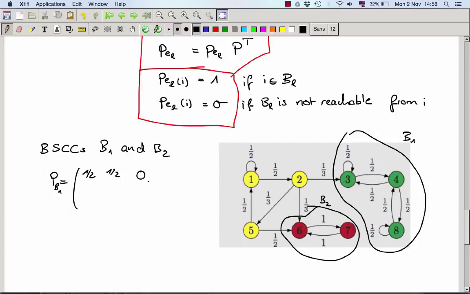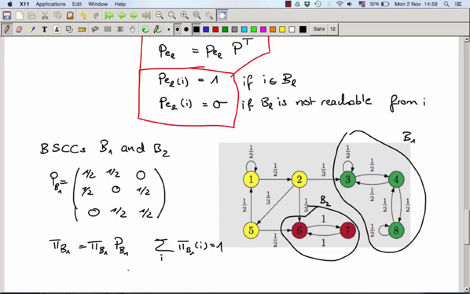You cannot go from 3 to 8. Now state 4 has the probability a half to go to the first state, and a half to go to the last state and no self-loop, and the last state has a self-loop, and it goes back to state 4. You see here the symmetries. If you plug this into MATLAB and solve the equation system, namely pi B1 equals pi B1 PB1, and you need also that the sum of the entries is 1, then you will find that all states have probability 1/3 in the equilibrium.